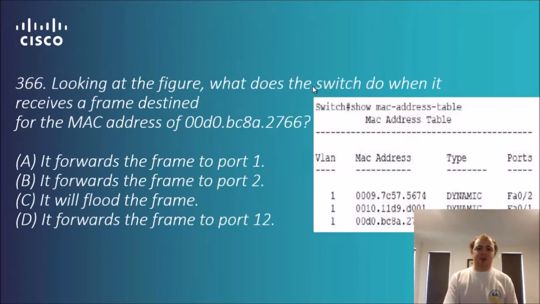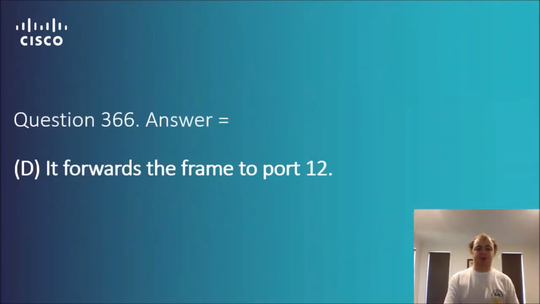366, looking at the figure, what does the switch do when it receives a frame destined for the MAC address shown? Forwards the frame to port 1, forwards to port 2, floods the frame, or forwards the frame to port 12. So if we have a look here, hopefully you guys can see it all okay. We've got an address going to port 2, D001 going to port 1, and 2766 on port 12. To understand this, the show MAC address table command gives the address it's forwarding to, which gives us D as the answer. It forwards the frame to port 12.